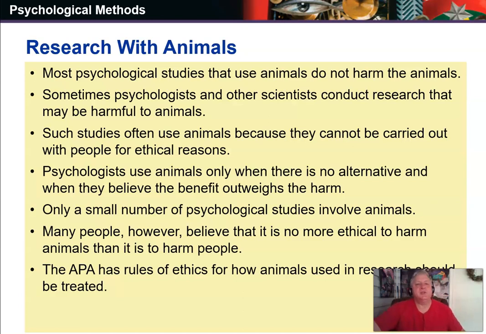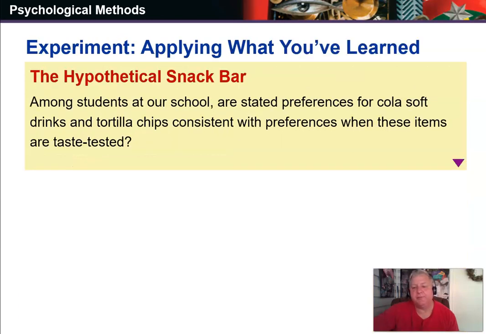Research with animals. Most psychological studies that use animals do not harm the animals. Some psychologists and other scientists conduct research that may be harmful to animals. Such studies often use animals because they cannot be carried out with people for ethical reasons. Psychologists use animals only when there is no alternative and when they believe the benefit outweighs the harm. Only a small number of psychological studies involve animals. Many people, however, believe that it is no more ethical to harm animals than it is to harm people. The American Psychological Association has rules of ethics for how animals are used in research and should be treated.